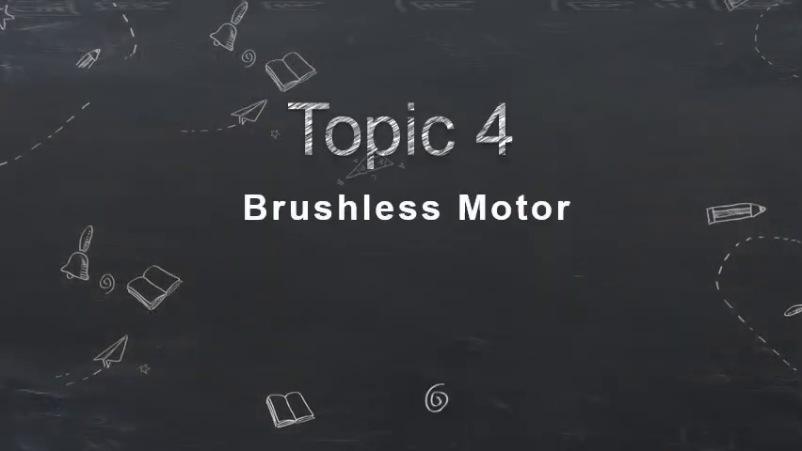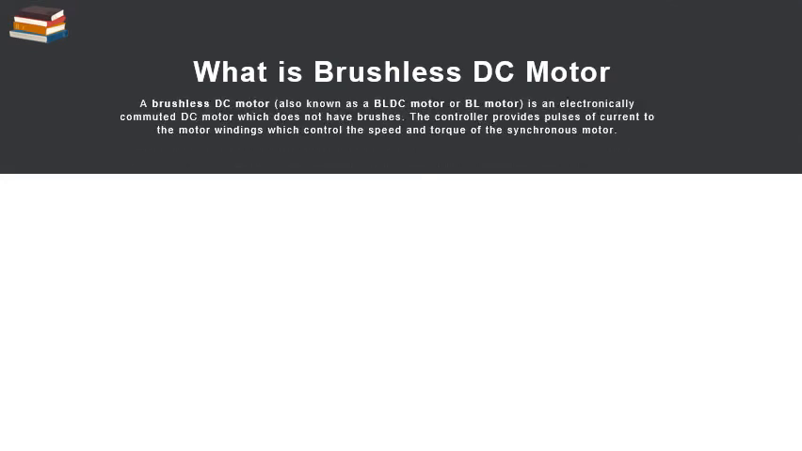Now we will move to the next topic, introduction of brushless DC motor. So what is a brushless DC motor? Brushless DC motor, also known as BLDC motor or BL motor, is an electronically commutated DC motor which does not have brushes. The controller provides pulses of current to the motor winding which control the speed and torque of the synchronous motor.